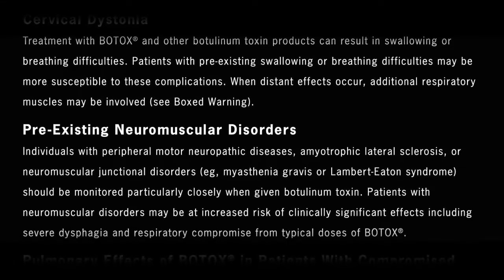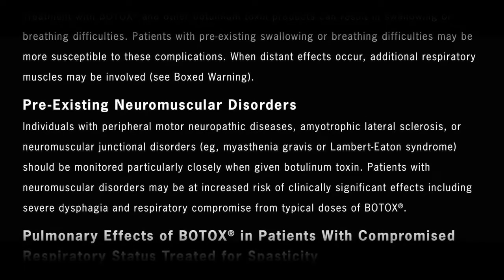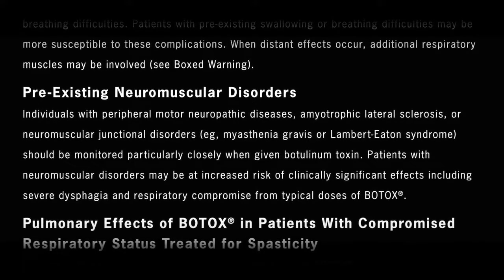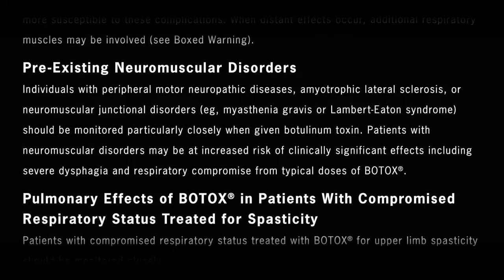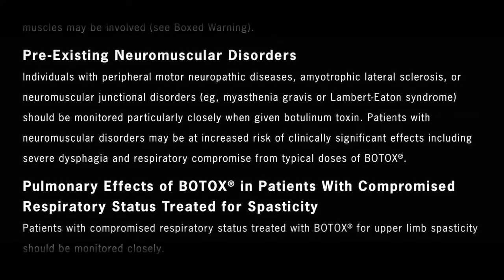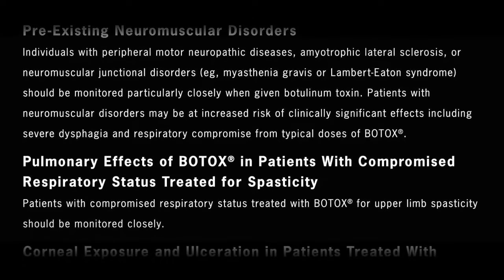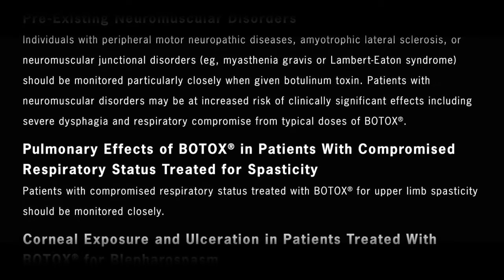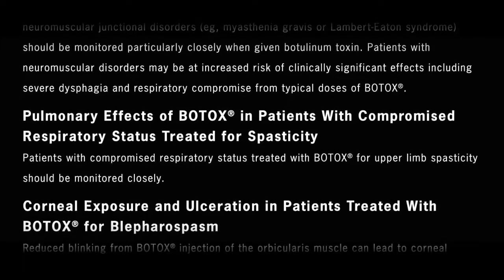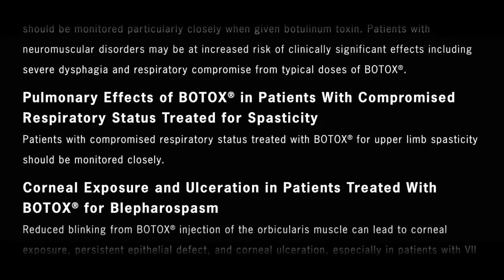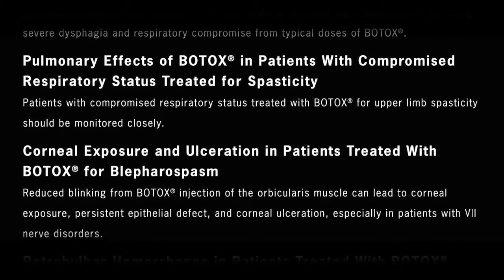Pre-existing neuromuscular disorders. Individuals with peripheral motor neuropathic diseases, amyotrophic lateral sclerosis, or neuromuscular junctional disorders, for example myasthenia gravis or Lambert-Eaton syndrome, should be monitored particularly closely when given botulinum toxin. Patients with neuromuscular disorders may be at increased risk of clinically significant effects, including severe dysphagia and respiratory compromise from typical doses of Botox. Pulmonary effects of Botox in patients with compromised respiratory status treated for spasticity. Patients with compromised respiratory status treated with Botox for upper limb spasticity should be monitored closely.